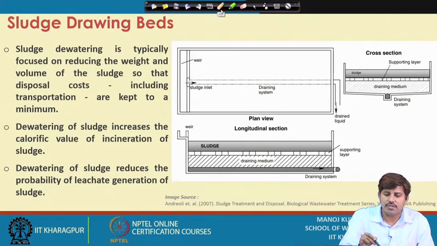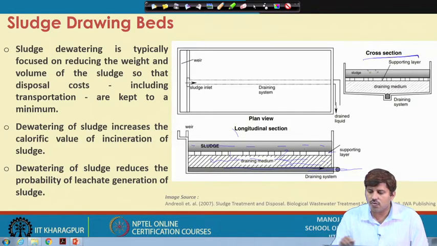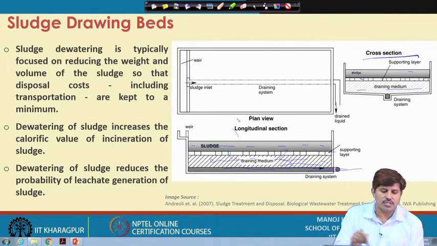Now, if we see how these drying beds are laid out, we will have a drainage system, we will have a draining medium which is sand, and on the top of this sludge is put in. We can have a supportive layer as well. Okay. So, sludge is loaded, the water is collected and through drains it comes here. If you see the cross sections, it will look like this. So, this drainage system will look like this, and then this is the draining medium, the supporting medium, and sludge is put on the top. Okay, and this is the plan view of how it is designed.